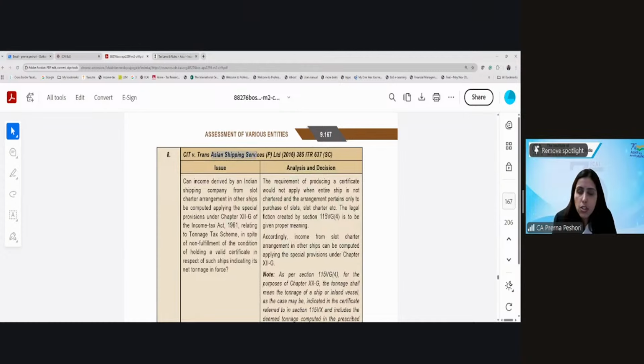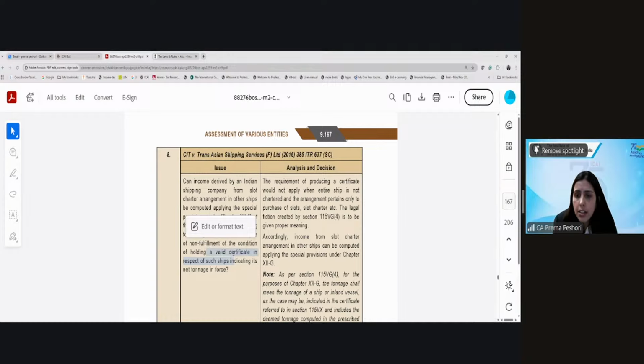Next is Trans-Asian Shipping Corporation. The question was, can the income derived by an Indian company from slot charter arrangement in other ships be computed applying the tonnage tax scheme in spite of non-fulfillment of the condition of holding a valid certificate in respect of such ship? So here the Supreme Court had noted that the assessee company could not produce a valid certificate in respect of the ships, which is a prerequisite condition for claiming the tonnage tax scheme.